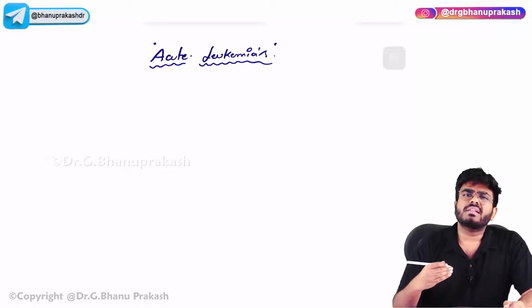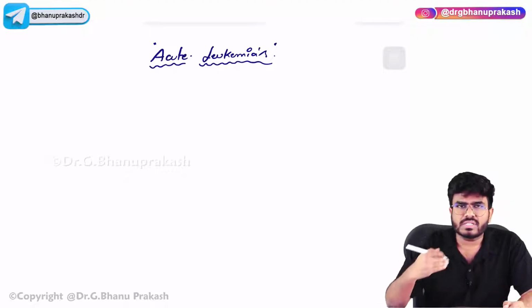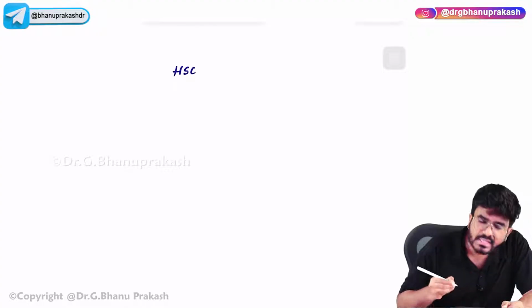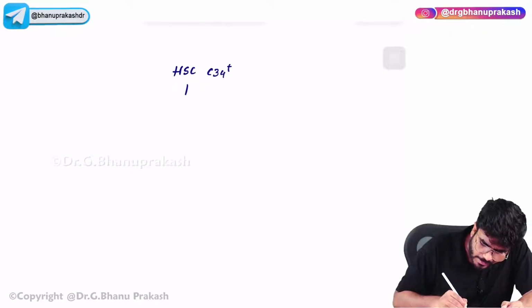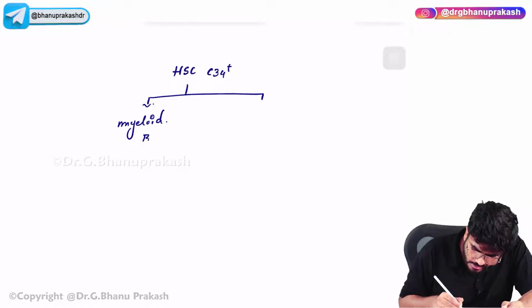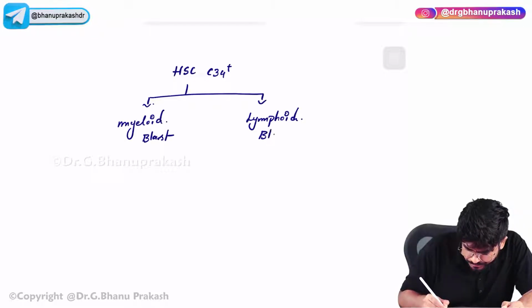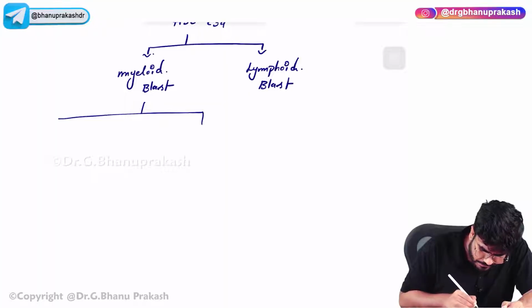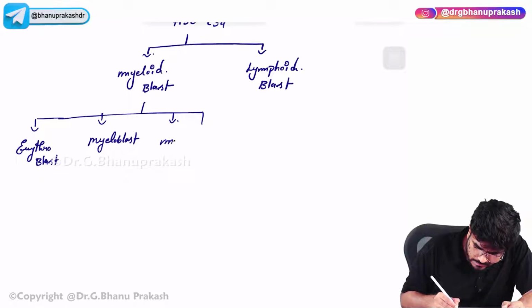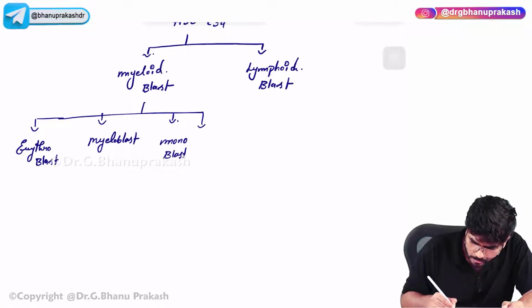In order to understand this, first let's recap the normal hematopoiesis process, the flow chart of the normal hematopoiesis. You already know it, but let's do it in quick time. There is a hematopoietic stem cell which is CD34 positive. This hematopoietic stem cell is going to divide into myeloid blasts, okay, myeloid stem cell, you can also call it a myeloid blast, and lymphoid blast. Now this myeloid blast is going to further divide into erythroblast, myeloblast, monoblast and megakaryoblast.